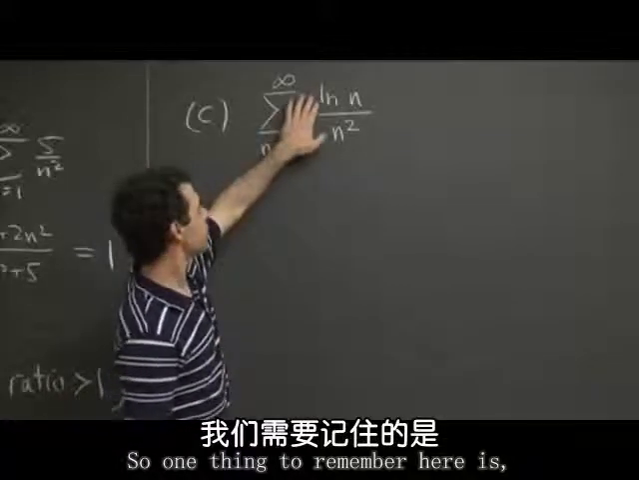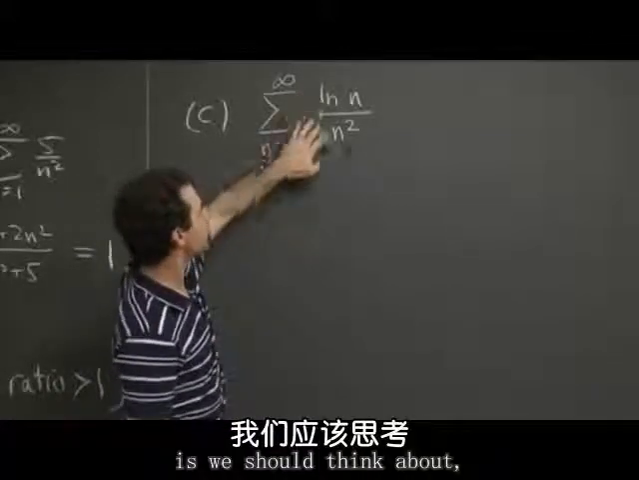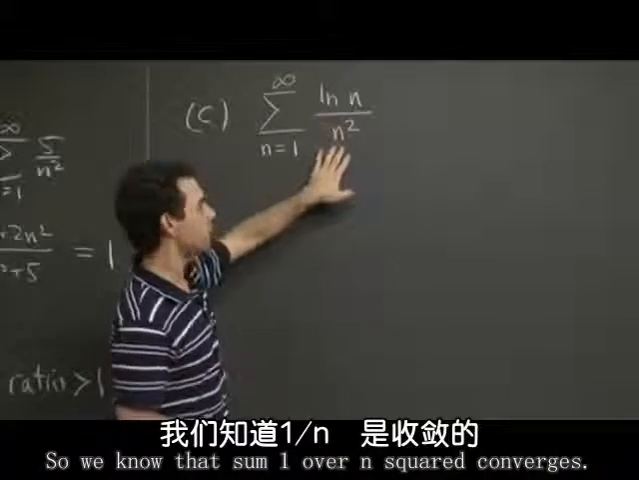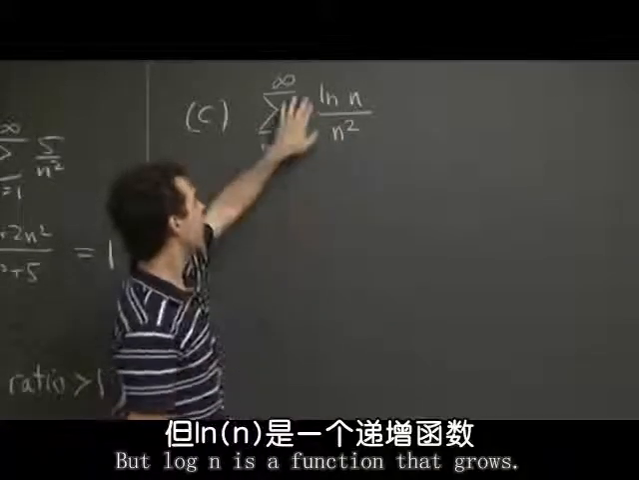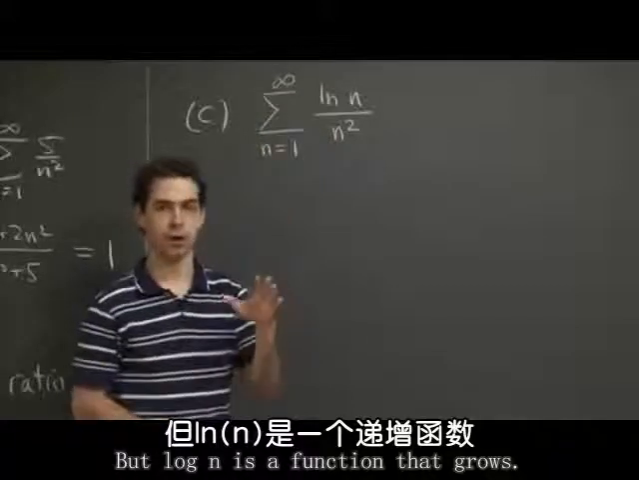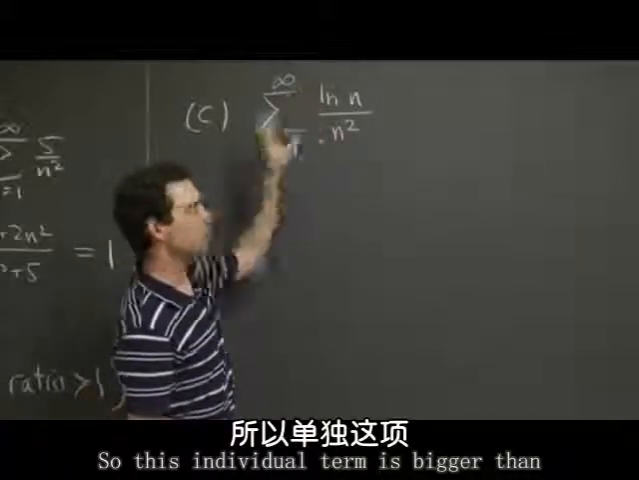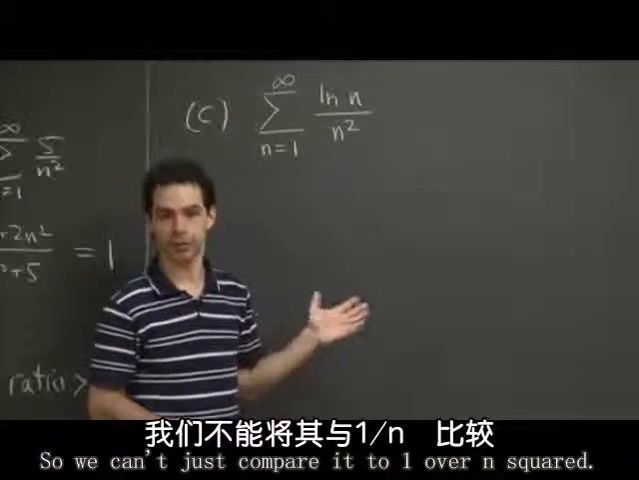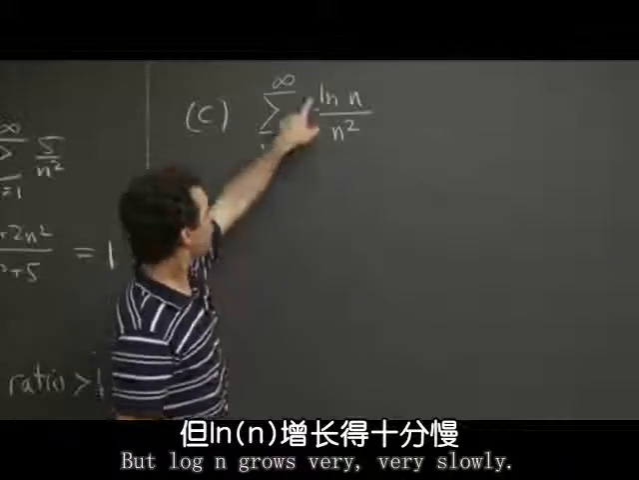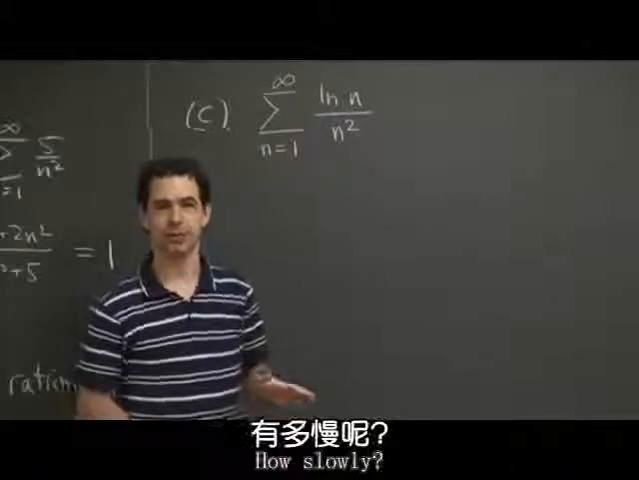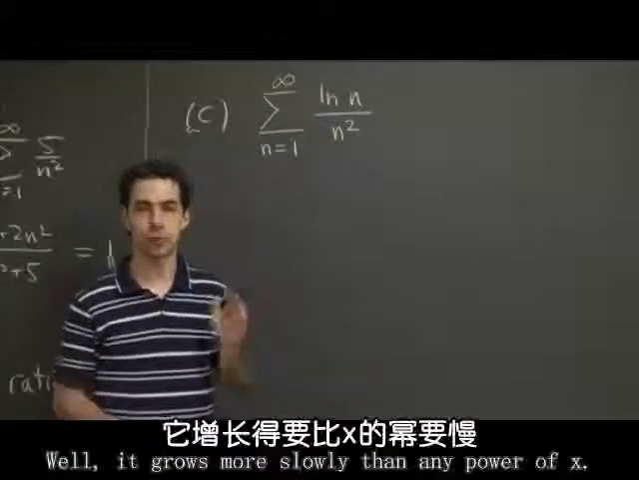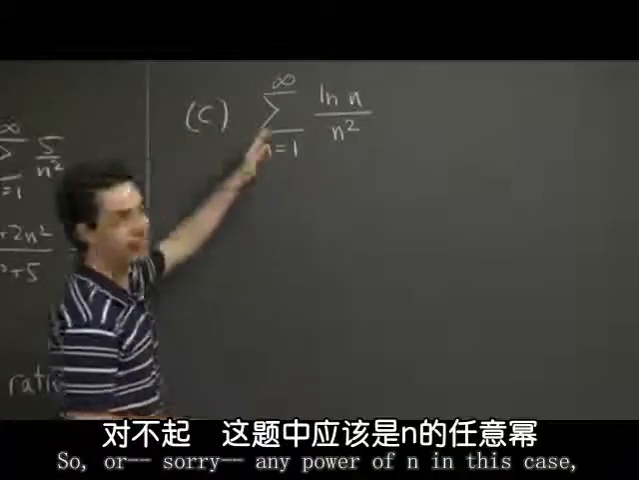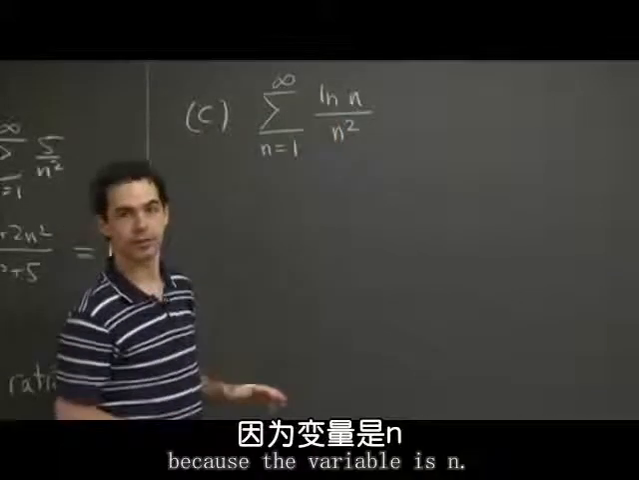One thing to remember here is that we should think about the magnitudes of these things. We know that the sum of 1 over n squared converges, but log n is a function that grows. So this individual term is bigger than 1 over n squared, and we can't just compare it to 1 over n squared. But log n grows very, very slowly. How slowly? It grows more slowly than any power of x, or any power of n in this case, because the variable is n.